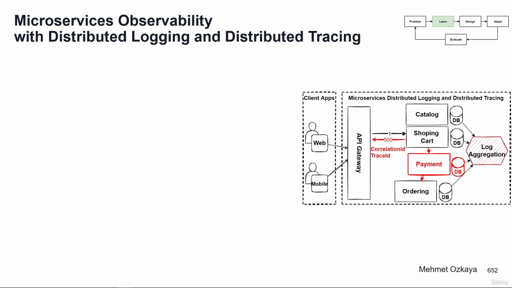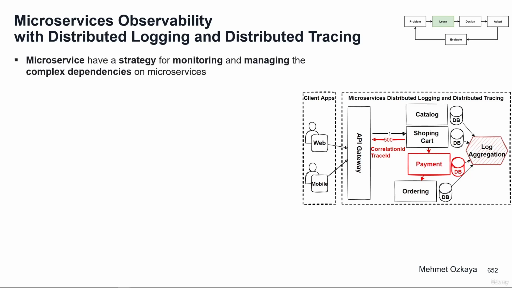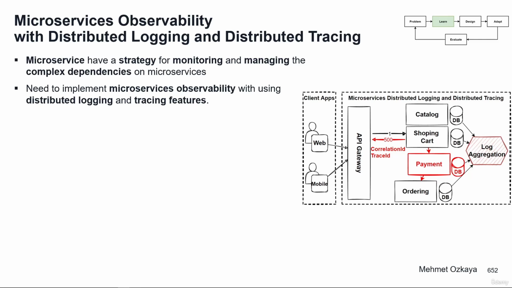One of the best ways to understand and manage this complexity is using microservice observability, and microservices should have a strategy for monitoring and managing the complex dependencies between microservices. That means we need to implement microservices observability using distributed logging and tracing features. Microservices observability gives us greater operational insight, leading to a better understanding of incidents in our microservice architecture.